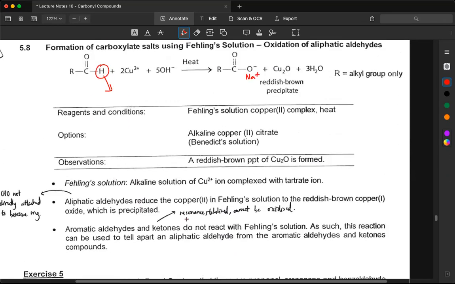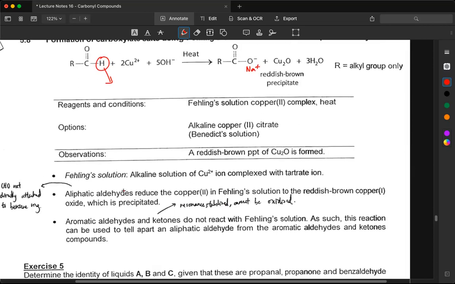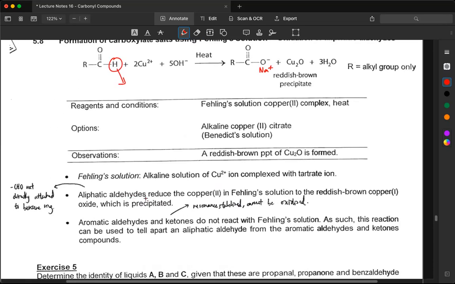So this alkaline solution of Cu2+ is actually complexed with tartrate ion. Okay, this is not required to know. And then the aliphatic aldehyde reduces the copper 2+ to reddish brown precipitate.